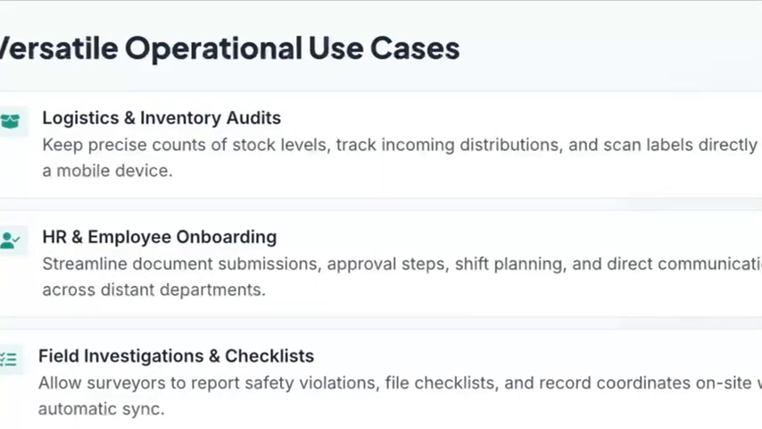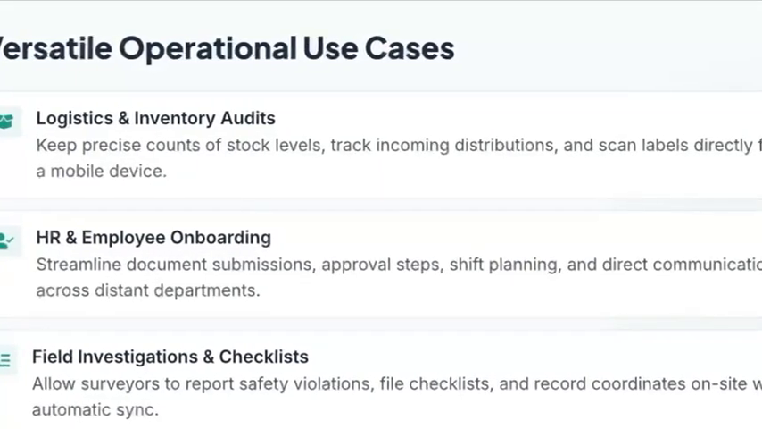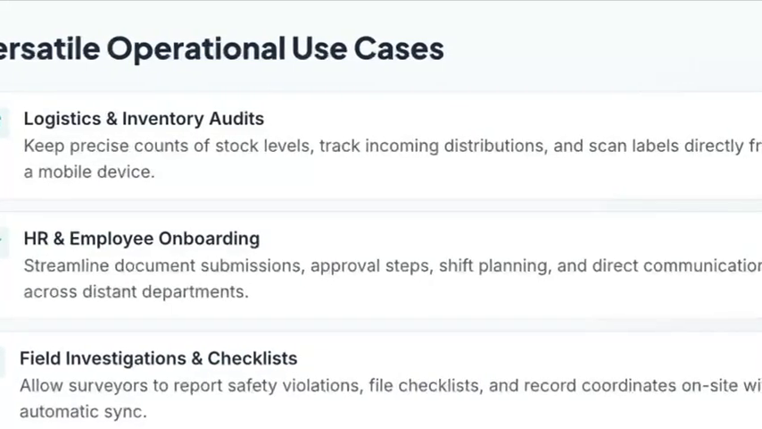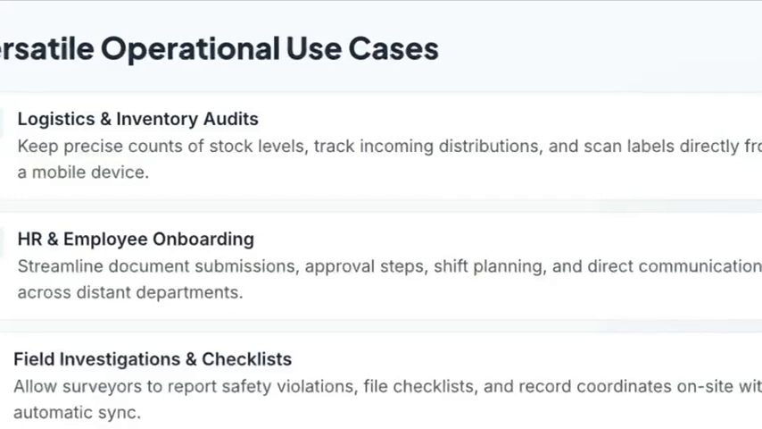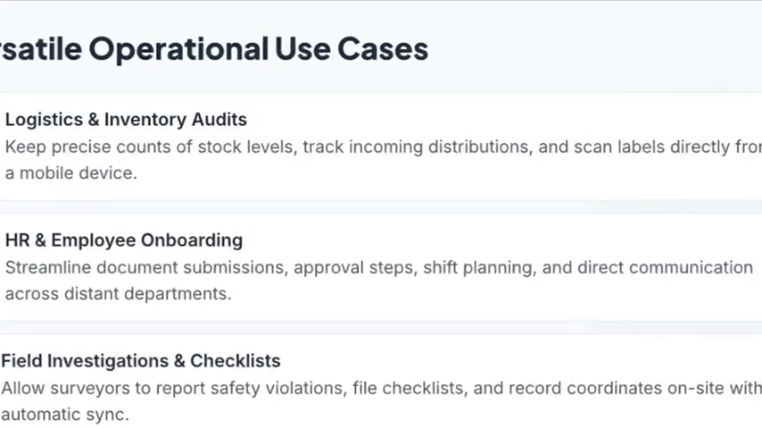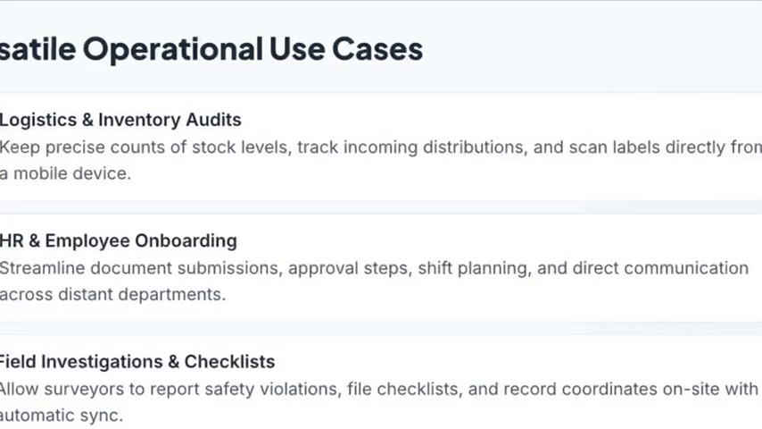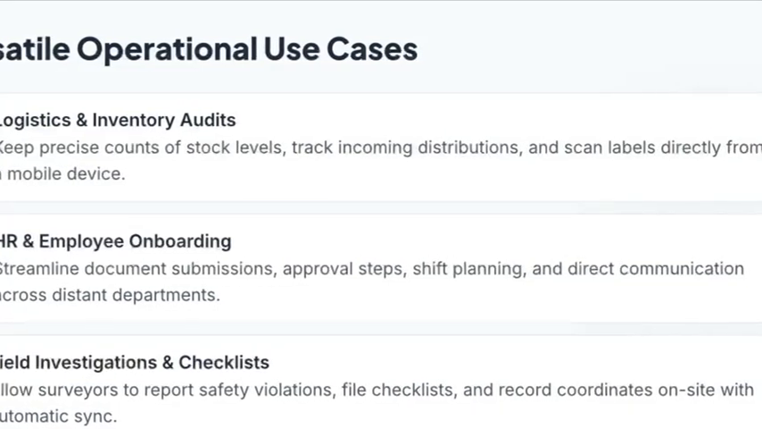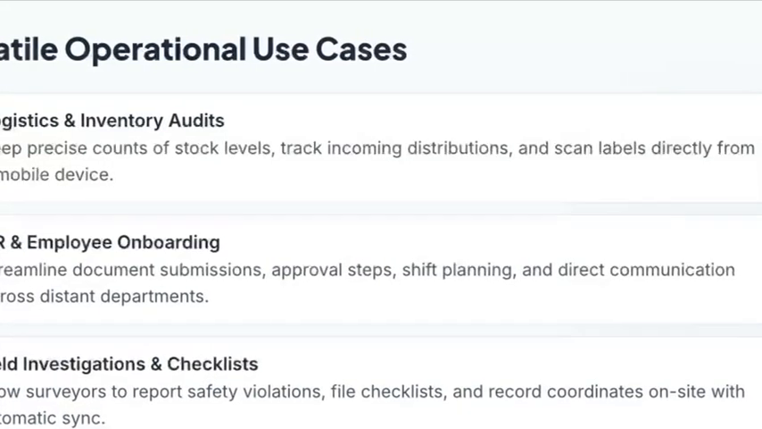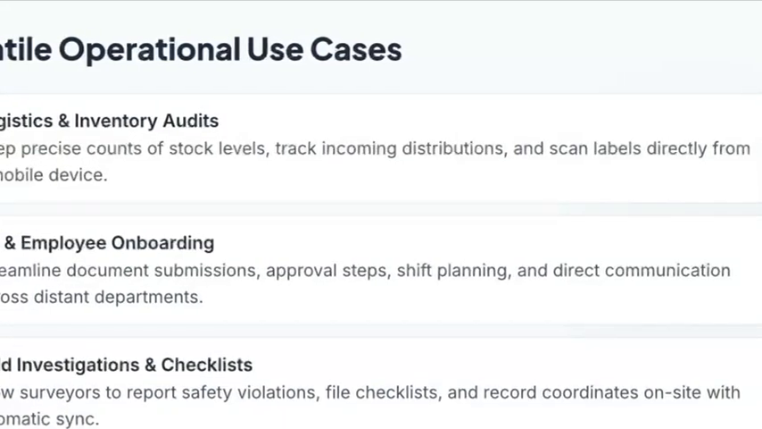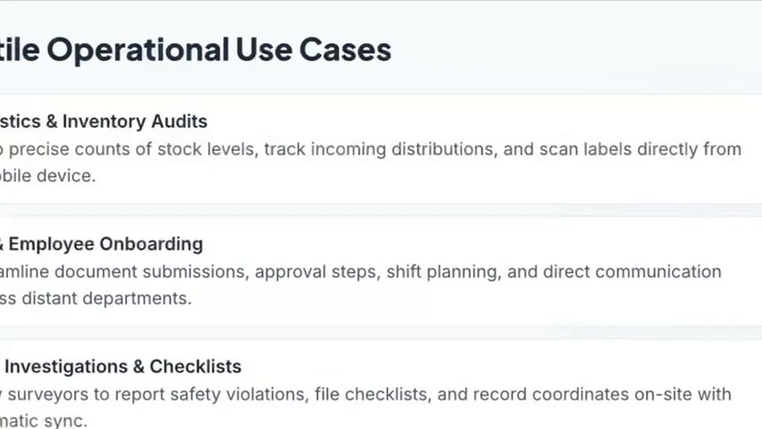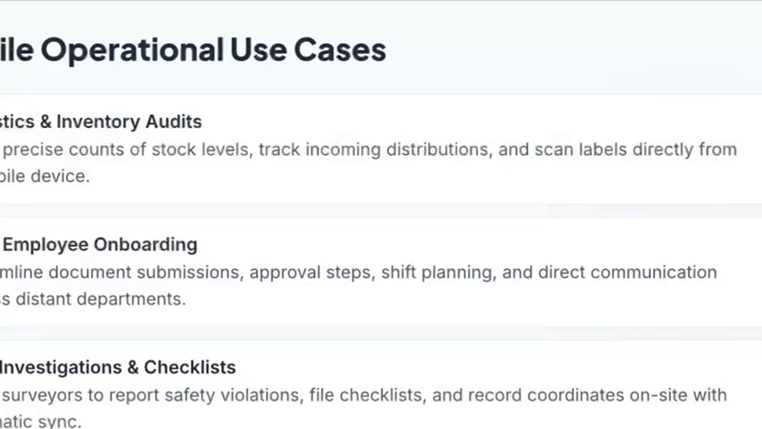Second, HR and employee onboarding. You can build structured portals that guide new hires through document submission, check off training modules, and route manager approvals automatically. Third, field investigations and safety inspections. Safety officers can complete digital checklists, snap photos of violations on site, and automatically email formatted PDF reports to administrators without ever touching a piece of paper.